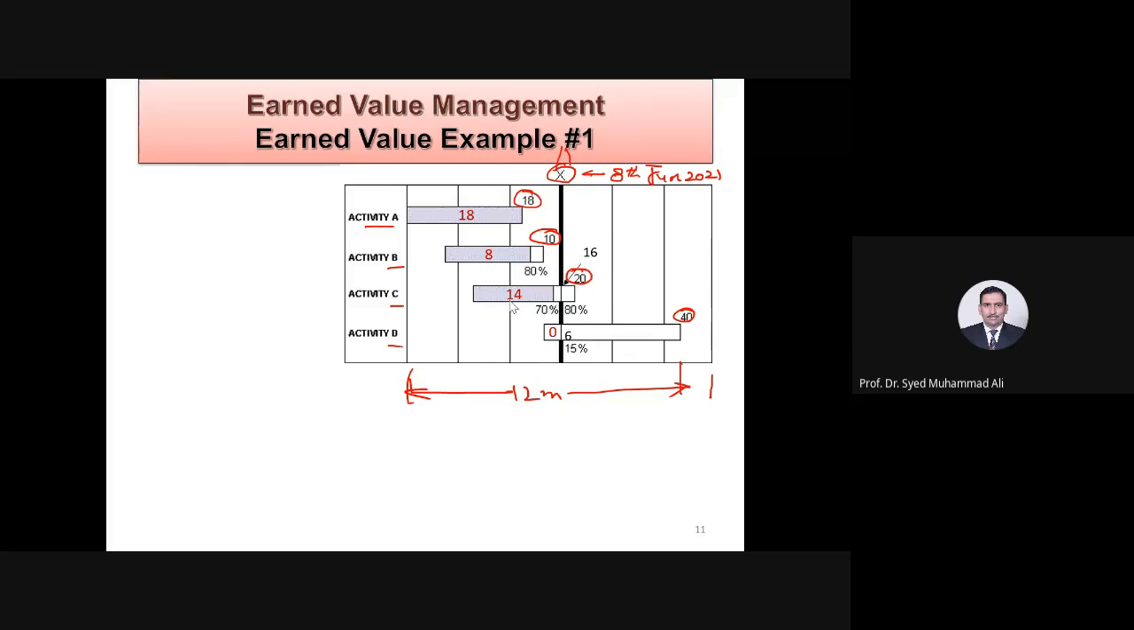On any particular day, you want to see what is there. So today is 8th June and this is X, and we are doing the analysis of our project. Now let's see what has actually happened? So planned value is what? If you see, okay, before I go, I'm sorry, hold on.